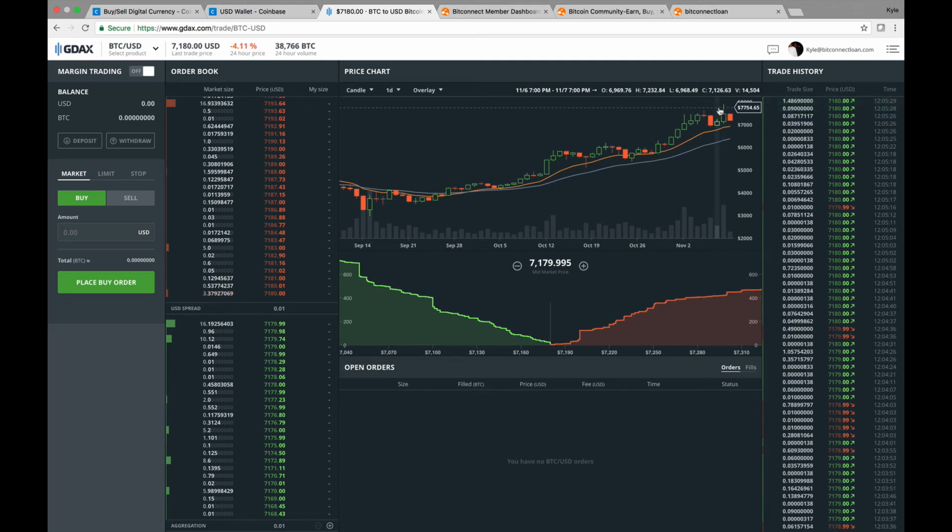That would have been a good way to get out, and then you wait for this couple of days to make some sideways movement. Potentially we get another push like this one. This is the one you wanted to ride right here.